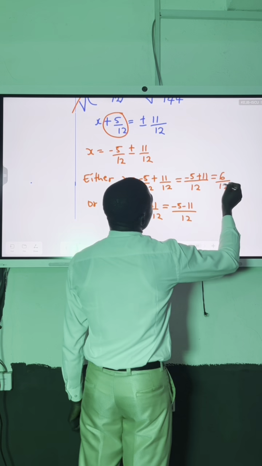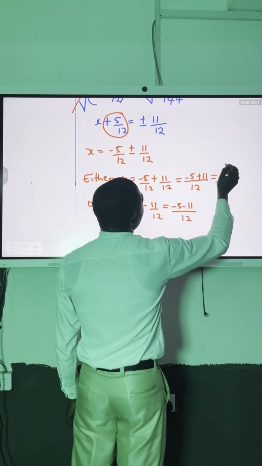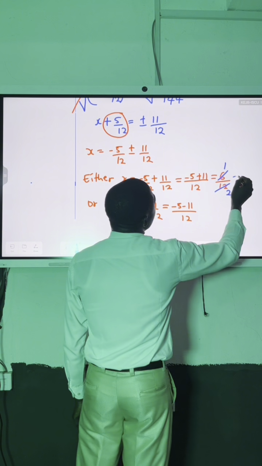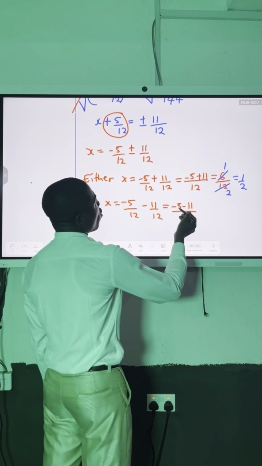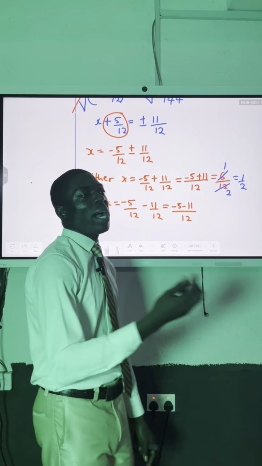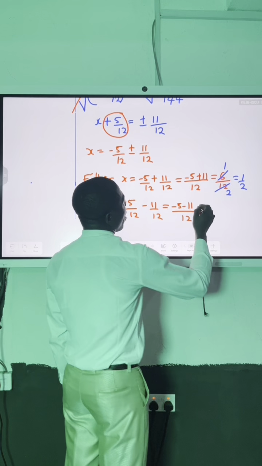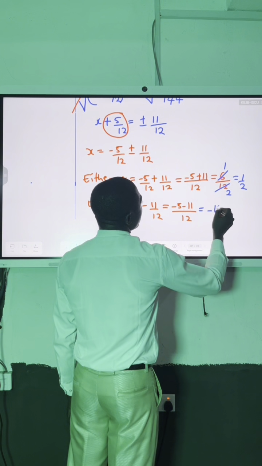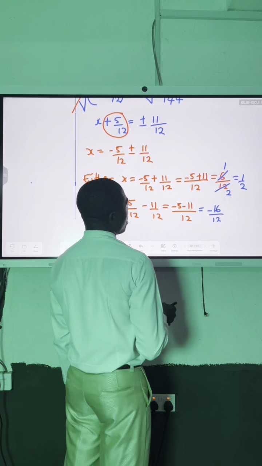Now, 6 over 12, you can break it down. 6 in 6, 1. 6 in 12, how many? 2. That means that x value is 1 over 2. Or, when you come over here, negative 5, negative 11. Borrow 5, borrow 11. Altogether, you are owing a negative 16 over 12. Okay, so you can break it down a little and see how it goes.